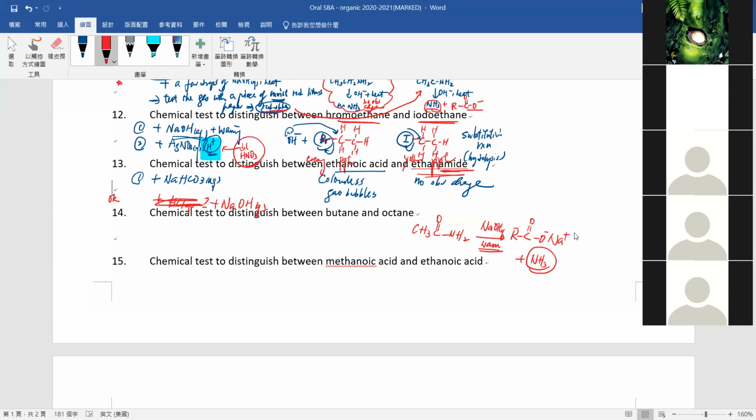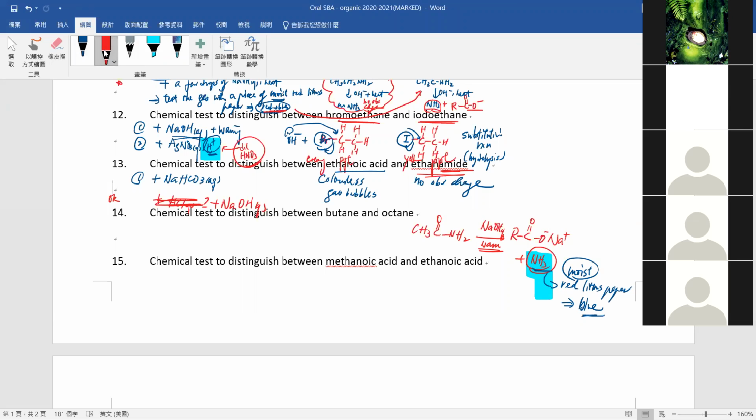So you are going to test this alkaline gas with moist red litmus paper. Yes, that's right. So you test it with the red litmus paper. Remember to put the word moist here. They will turn it to blue. So this is for testing the presence of the alkaline gas.